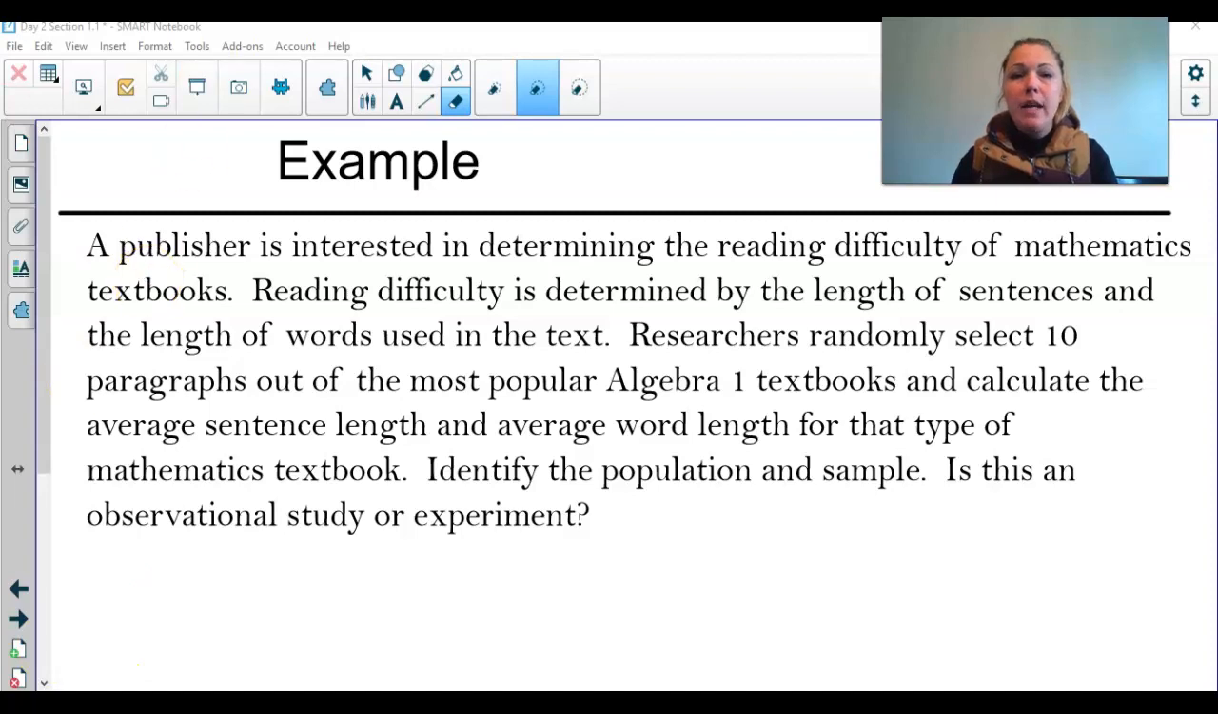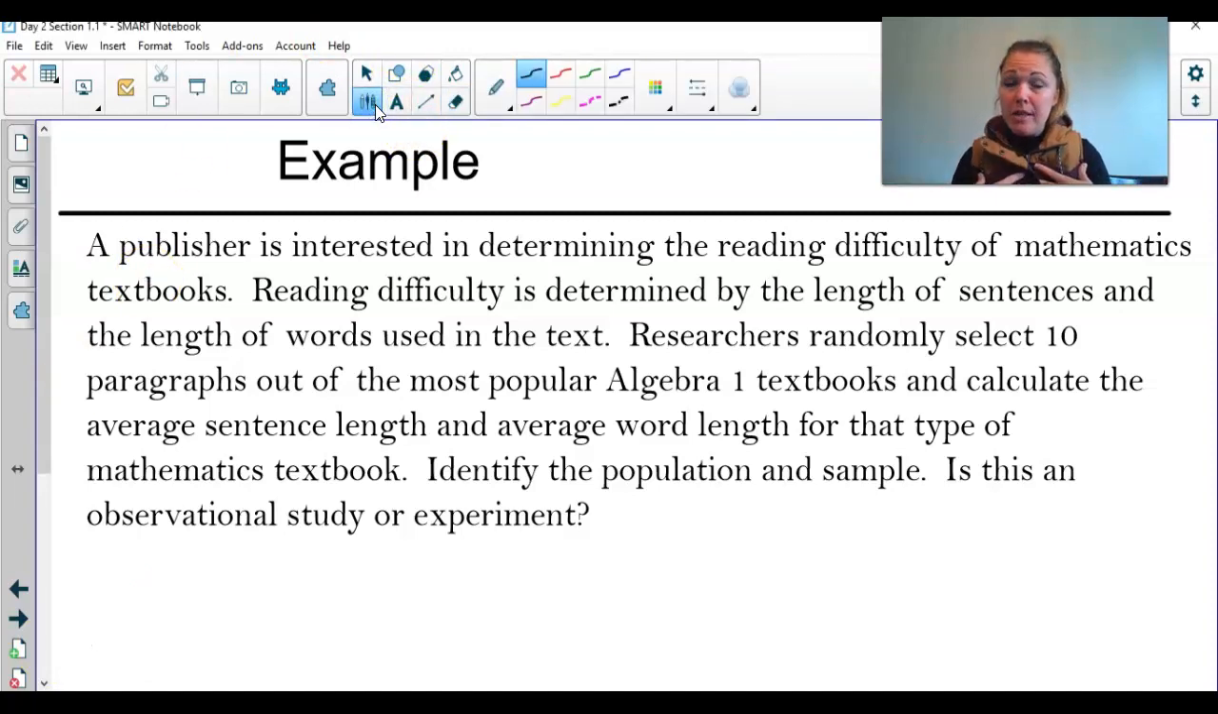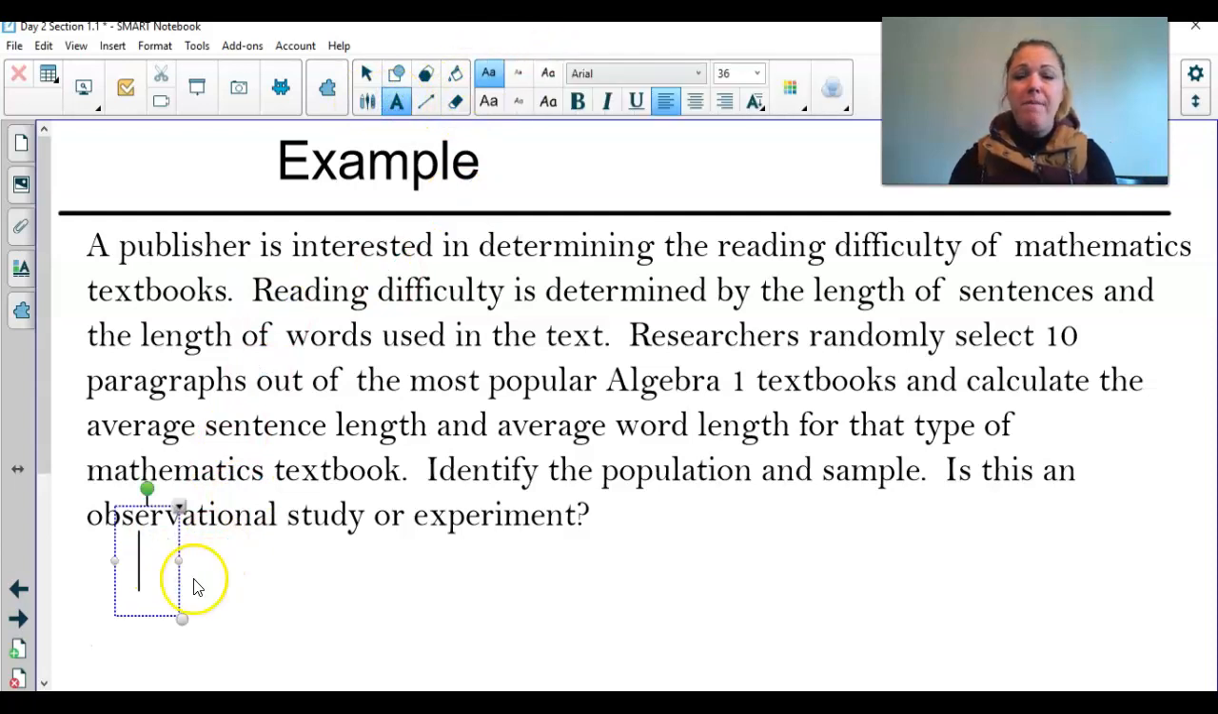Okay, let's start with the population and the sample. In my experience teaching statistics, people struggle with identifying the population. So I always like to first, step 1, start with the sample, okay?